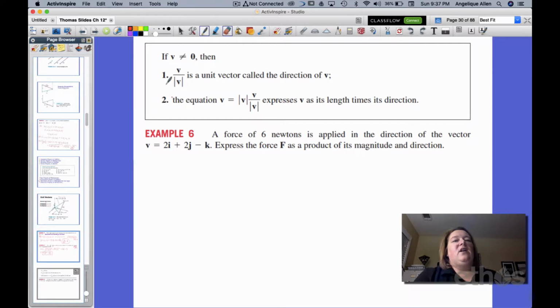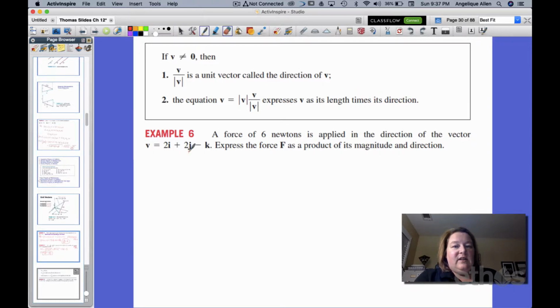So here they are showing up finally with how to turn a vector into a vector that is 1 unit long. This is a unit vector called the direction of v, and this is true only if v is not the 0 vector, which we've not needed yet. So we'll talk about that when we need it. This little equation, the length of v times the direction of v, is what it is to express a vector as its length times its direction.